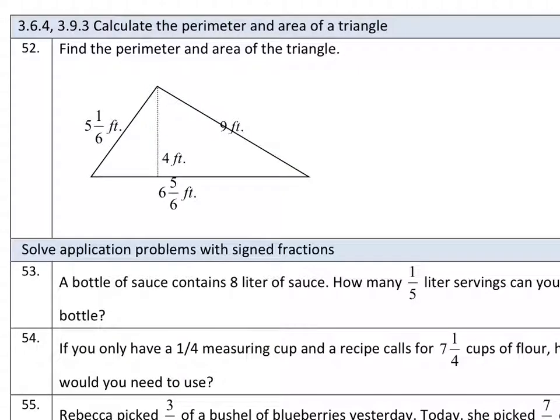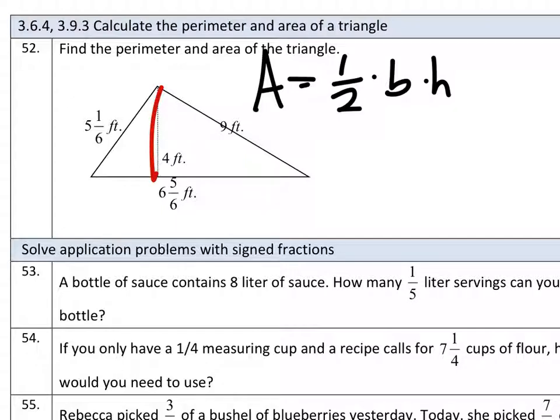The area of a triangle is different, so we do have to use a different formula for this. The area of a triangle is 1/2 times the base times the height. And on this one, the base is going to be created with this line right here. That's showing us the height or the altitude of that triangle. So this is the base right here, and I'm going to replace the b in the equation with that 6 5/6.